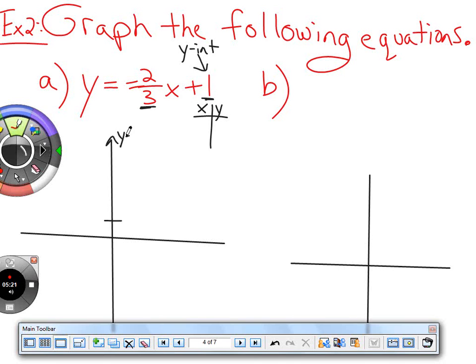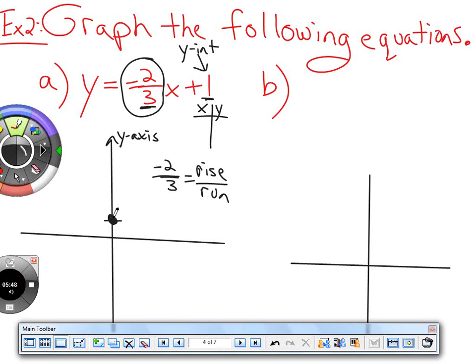This is the y-axis. It says the y-intercept is 1, so we just put a dot right here at 1. Then we look at the slope, which is right in front of the x. So that means it's negative 2/3. That's the slope, which is the rise over the run. According to this slope, we're supposed to go down 2 and over 3.